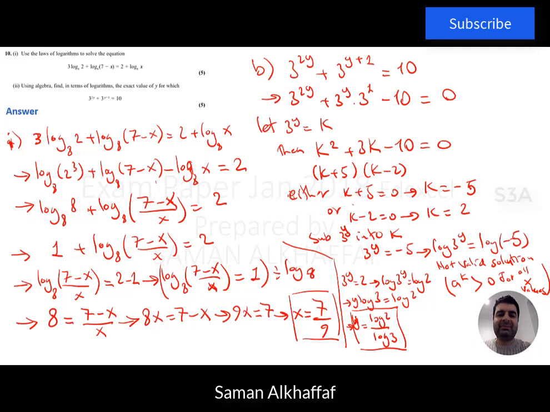And this will also be our explanation of why the other solution was not valid, in terms of not being positive for all values.